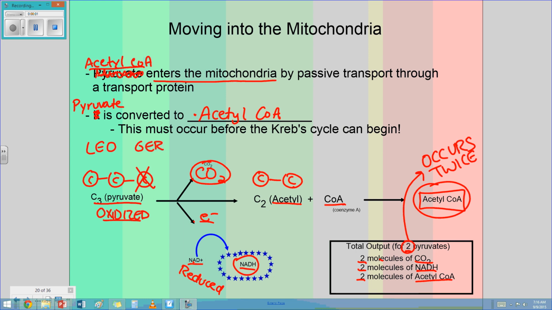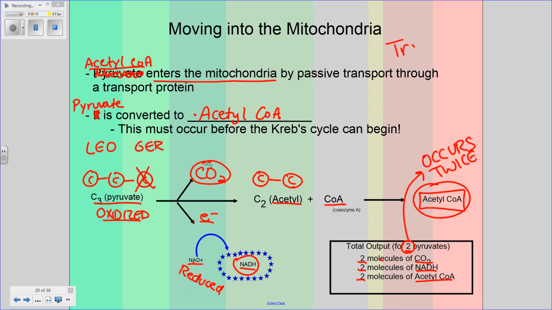All right, before we move on to the second major step of respiration, the Krebs cycle, I just wanted to make one more little note. When we're moving into the mitochondria, sometimes this is called the transition step. So if you ever hear that term, transition step, it's just this.